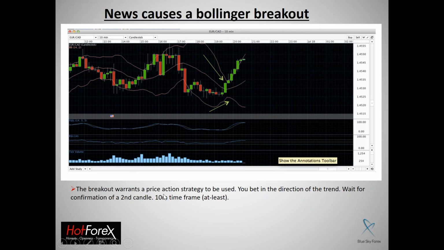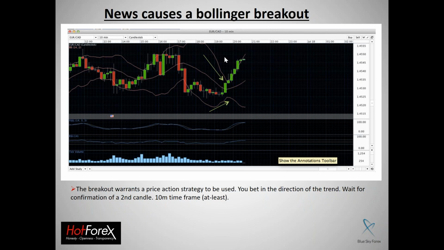The breakout warrants a price action strategy to be used, because remember, you are taking an action, you're taking a trade in the direction of the price movement. So here you'll be taking a call trade. So you always bet in the direction of the trend and wait for a confirmation from a second candle.